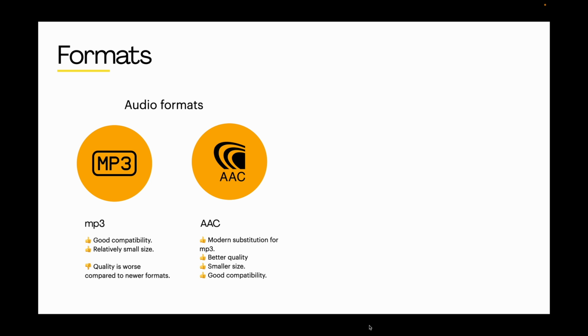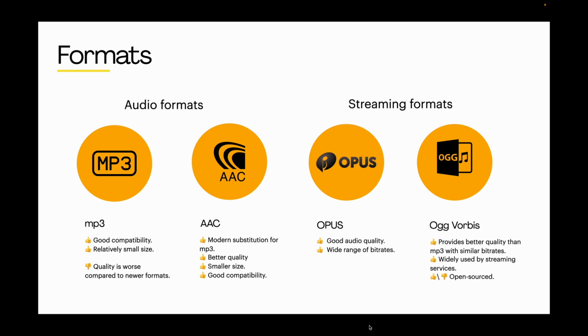While MP3 and AAC were designed for playing audio files, the next two formats, Opus and Ogg Vorbis, were especially designed for streaming audio content. Opus provides good quality and a wide range of bitrates, while Ogg Vorbis offers better quality than MP3 at similar bitrates. It is widely used by streaming services and is open source, which may be advantageous depending on our company's goal.